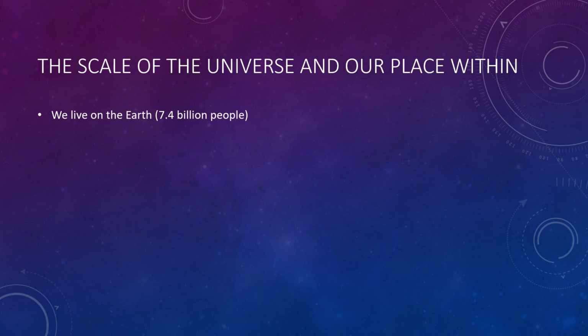If you didn't know this already, we do live on Earth, and there's roughly 7.5 billion people on the Earth. The Earth is part of our solar system, which consists of the Sun, 8 planets (Pluto's not a planet, so there's 8, sorry Pluto), and all of the rocky material around it, so asteroids, comets, and trans-Neptunian objects.